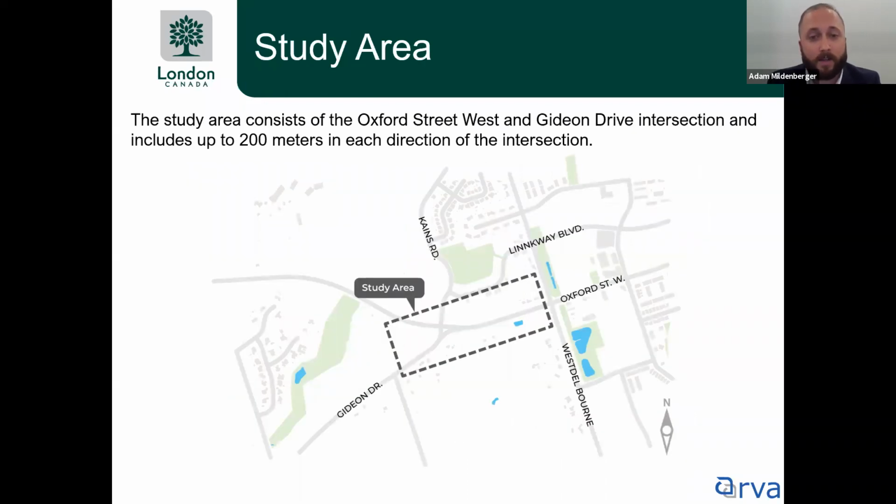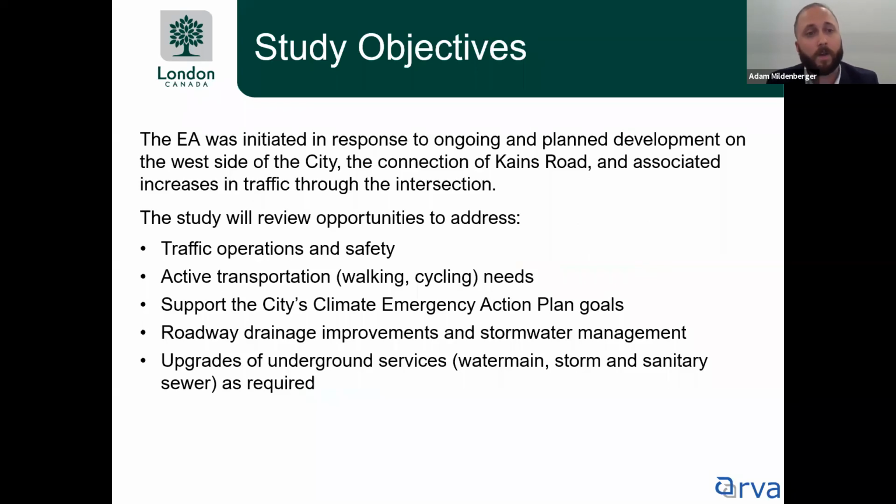So our study area consists of the intersection of Oxford Street West and Gideon Drive, as well as the immediate area surrounding the intersection. The EA was initiated primarily due to the ongoing and planned development in the area, the current connection of Kains Road at the north side of the intersection, and the anticipated growth in traffic on Oxford Street and Gideon Drive.